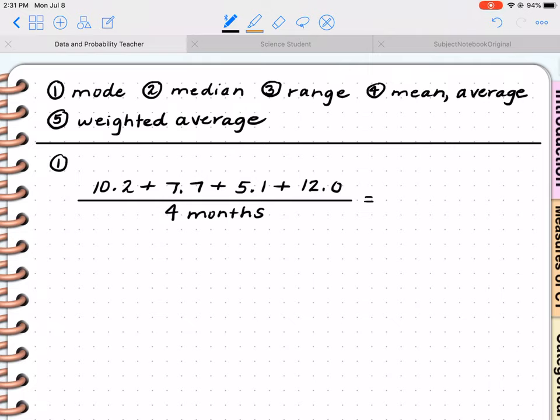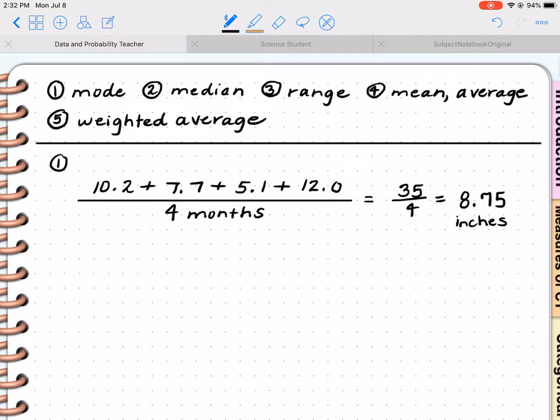10.2, 7.7, 5.1, and 12.0, and that's 35. And we're going to divide that by 4 months to get a mean of 8.75 inches per month. That is the mean. And this was not multiple choice, so you just write that answer down. If you got that one right, check it off, and bravo to you. That's great.